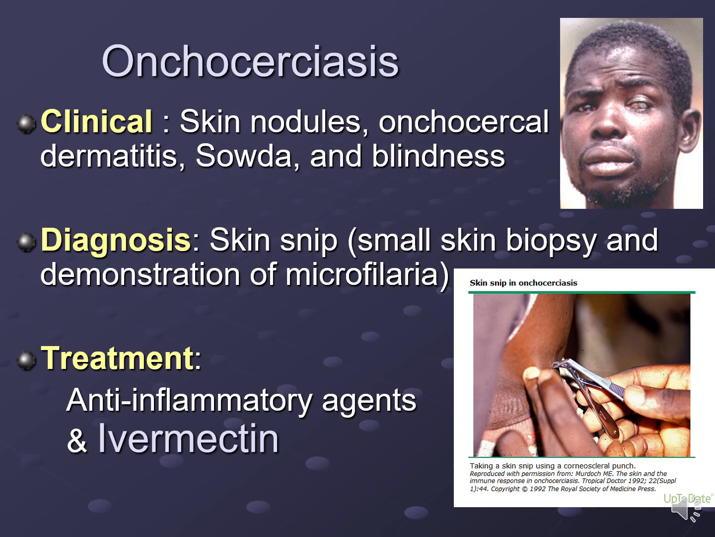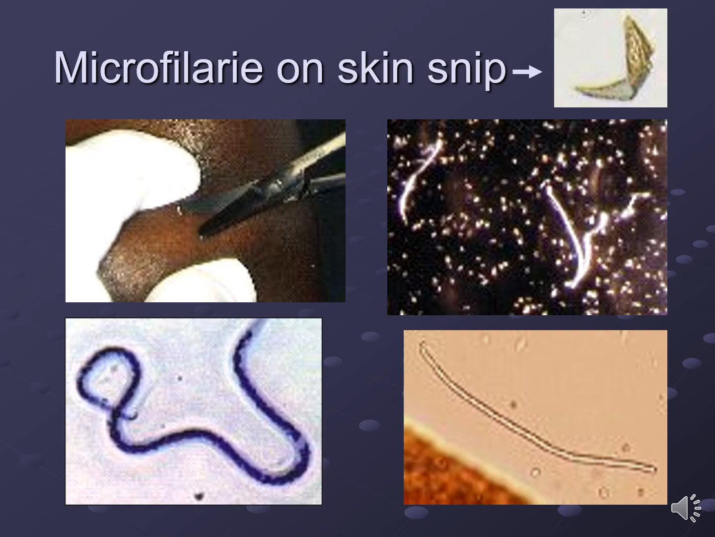Diagnosis is by a skin snip. You take a small piece of the skin, put it in a drop of saline, and mount it in a drop of saline on a slide. Put a cover slip and examine it under the microscope, and you can see the microfilariae. Treatment is anti-inflammatory again, and ivermectin. Ivermectin is an excellent treatment for Onchocerca volvulus.